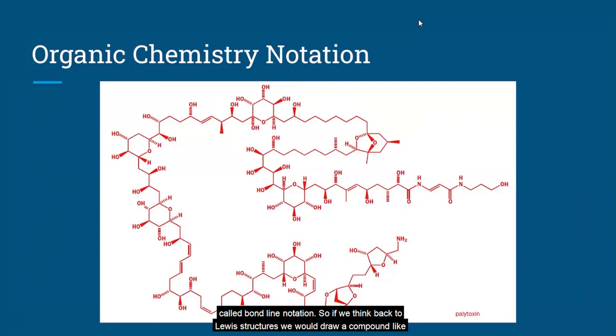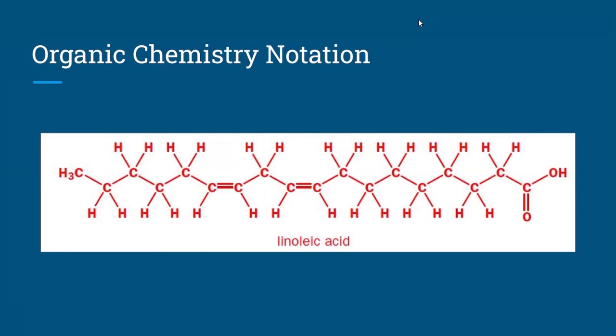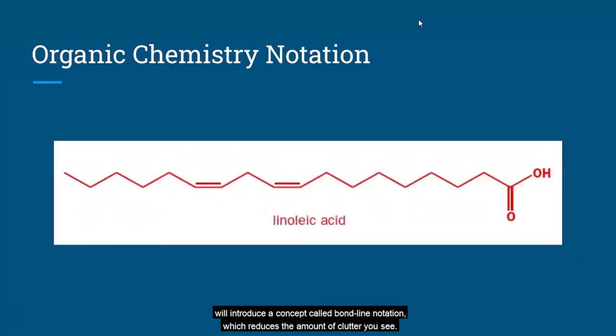So if we think back to Lewis structures, we would draw a compound like this, where we indicate every carbon atom, every hydrogen atom, basically every atom that appears in the molecule, and also whether double bonds or triple bonds exist. In organic chemistry, however, this will get really tedious for really large molecules. So instead, we will introduce a concept called bond line notation, which reduces the amount of clutter you see.